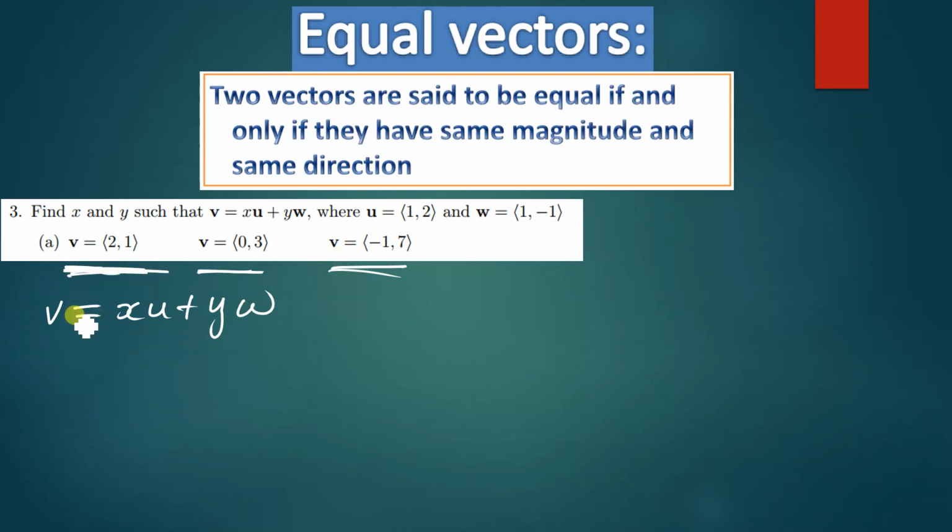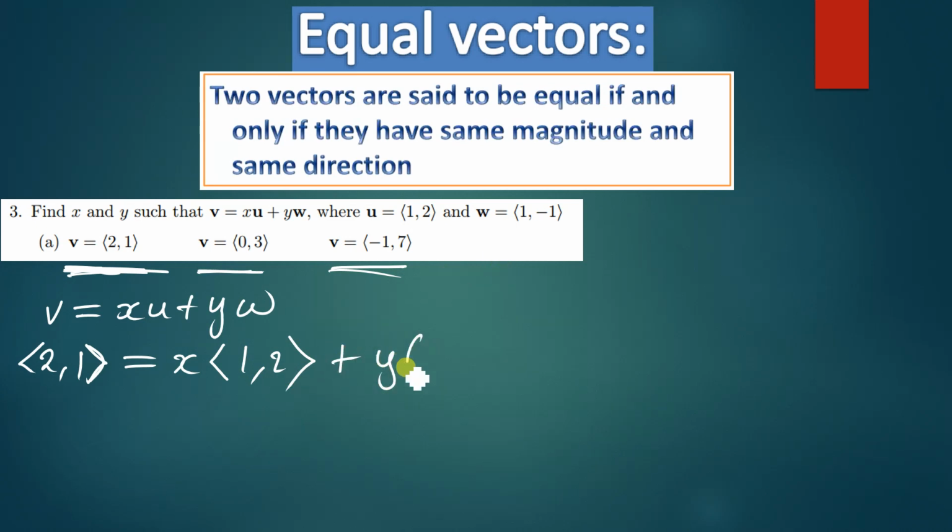Alright, so let me use this one as my V. So if my V is (2, 1), this will be equal to X U, so I'm going to put X there. And U is (1, 2), and then they are saying plus Y W. W has been given to be (1, -1).